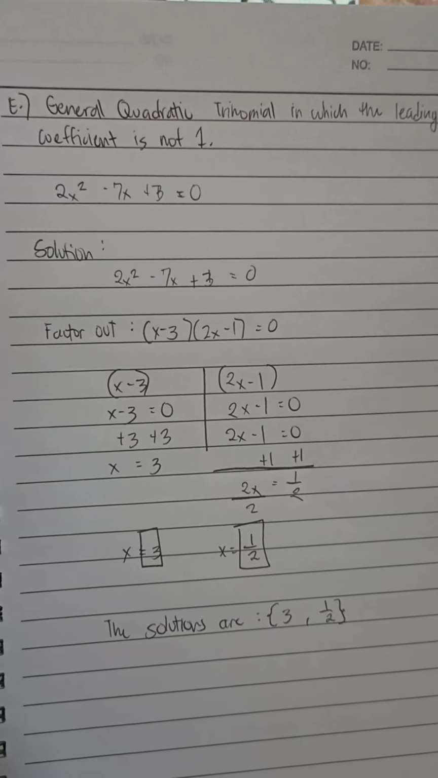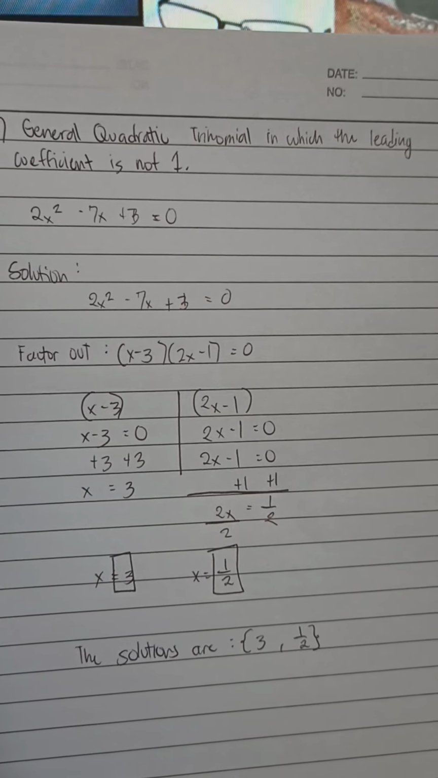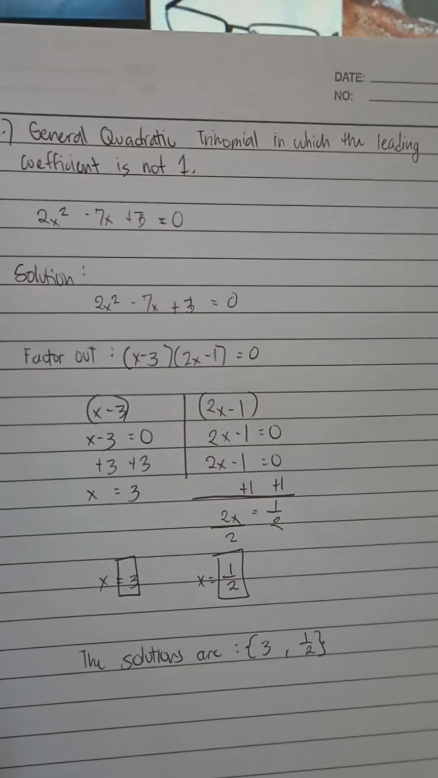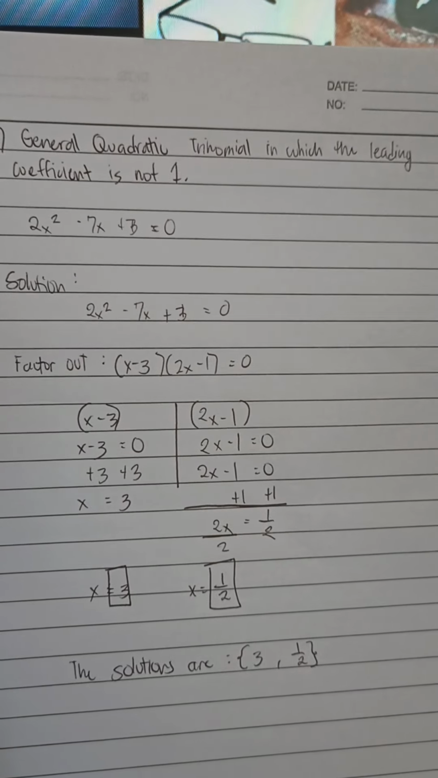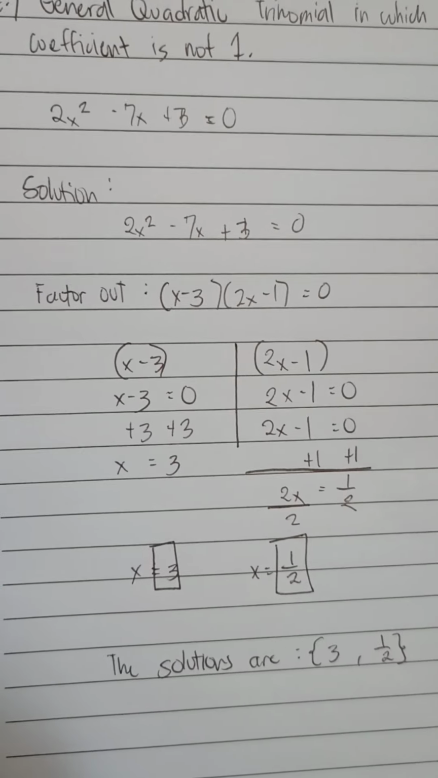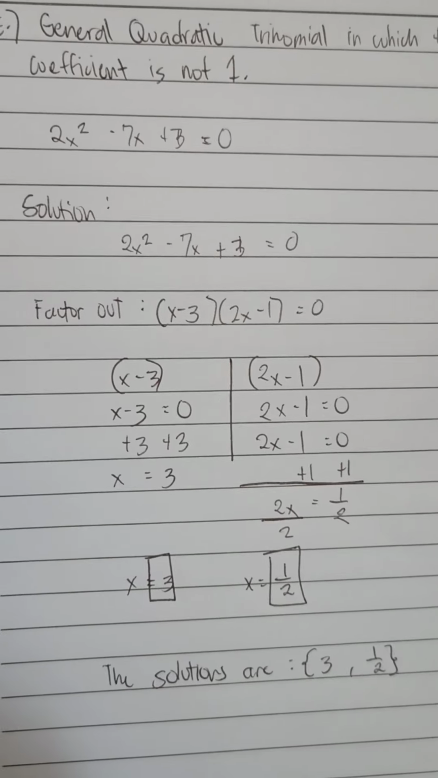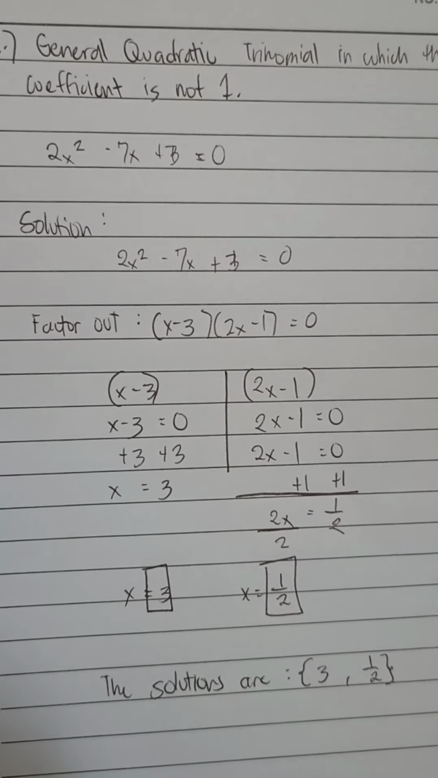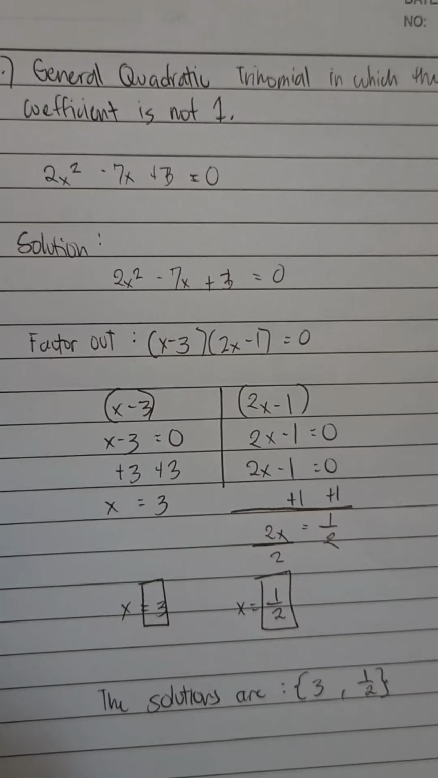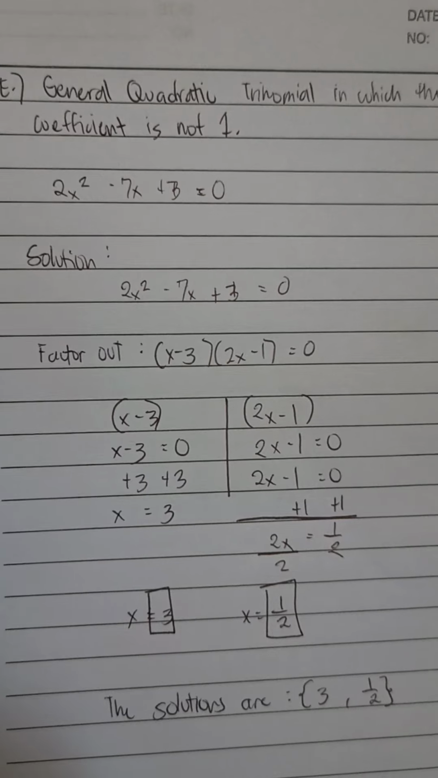The next one that we are going to discuss is a general quadratic trinomial in which the leading coefficient is not 1. We have here 2x squared minus 7x plus 3 equals 0. We are going to factor it out, and it will become x minus 3 and 2x minus 1 equals 0. On the left side we have x minus 3 equals 0, so we add the opposite number, positive 3, and x will be 3.